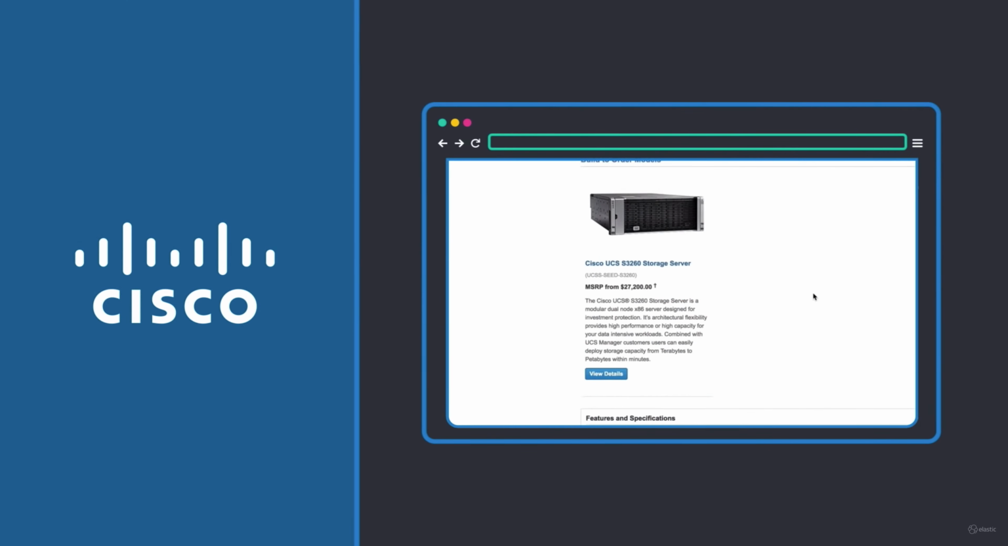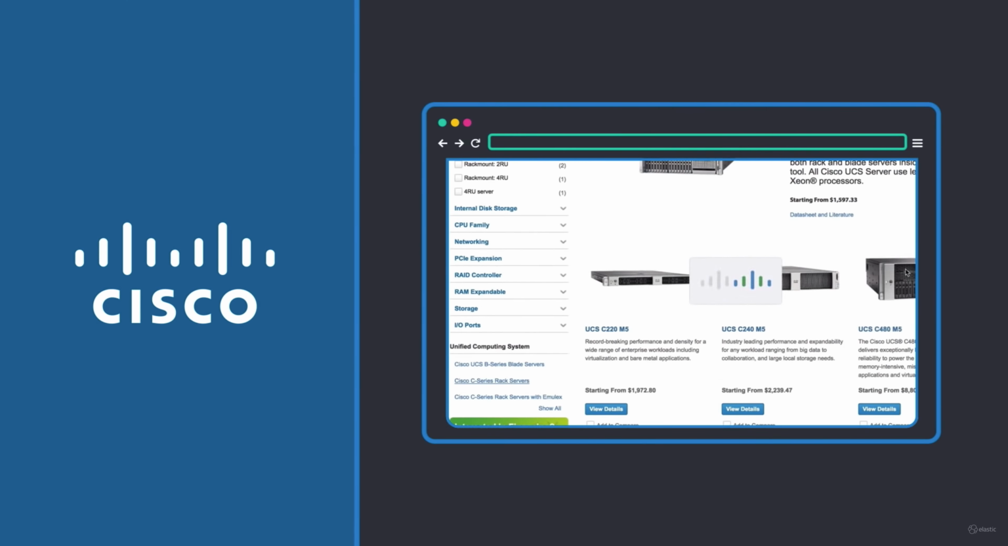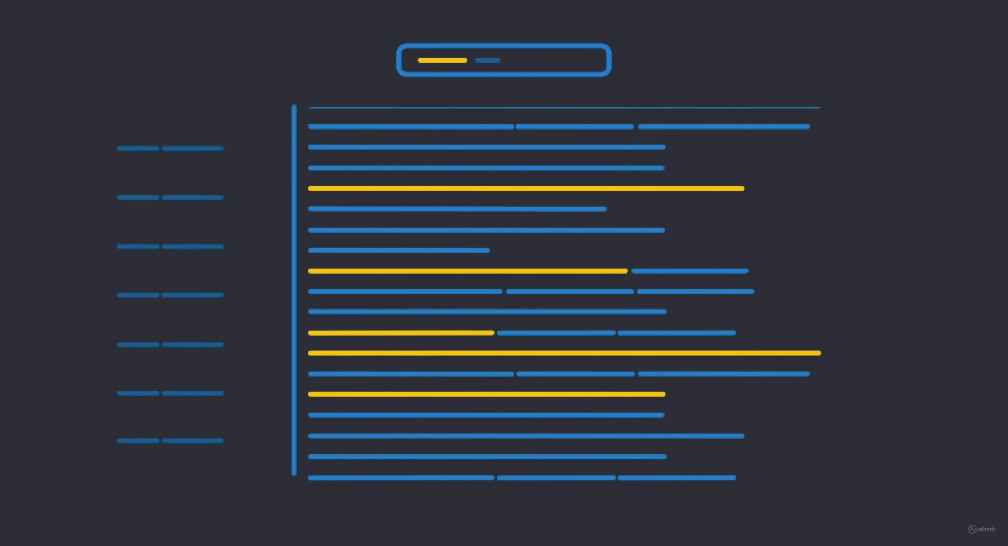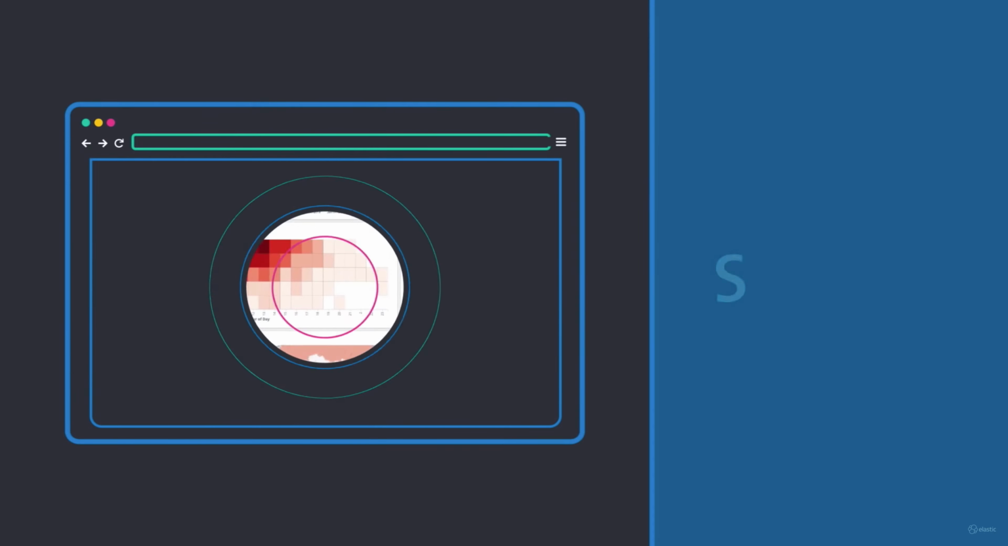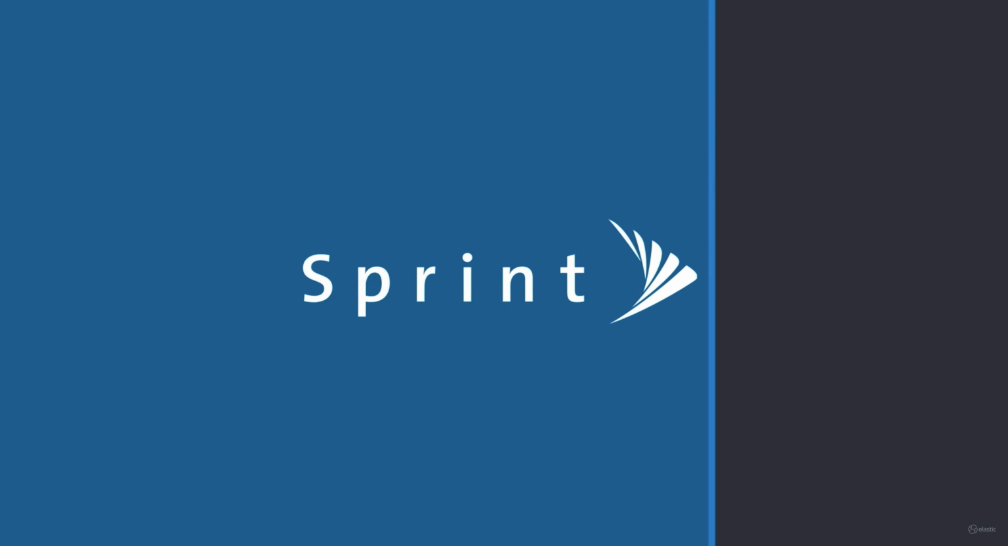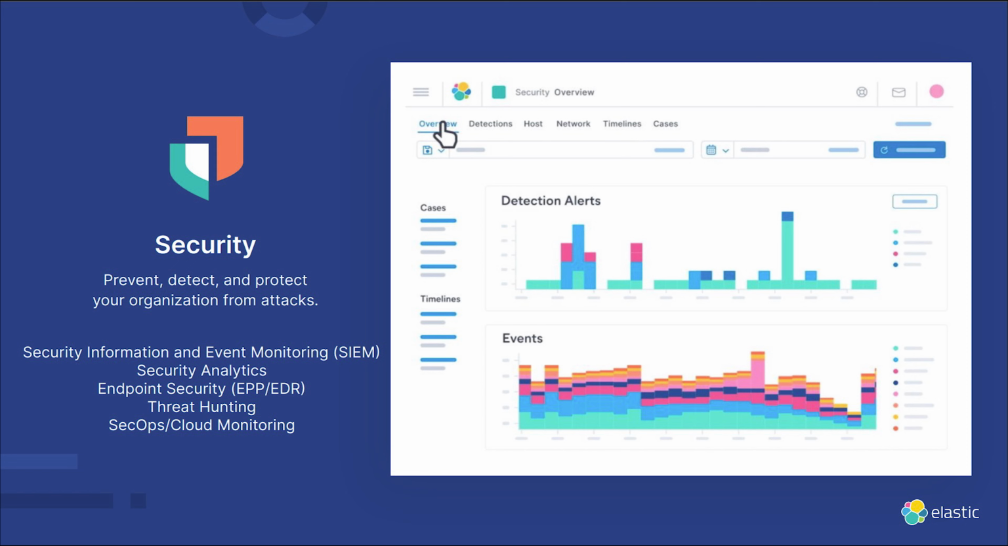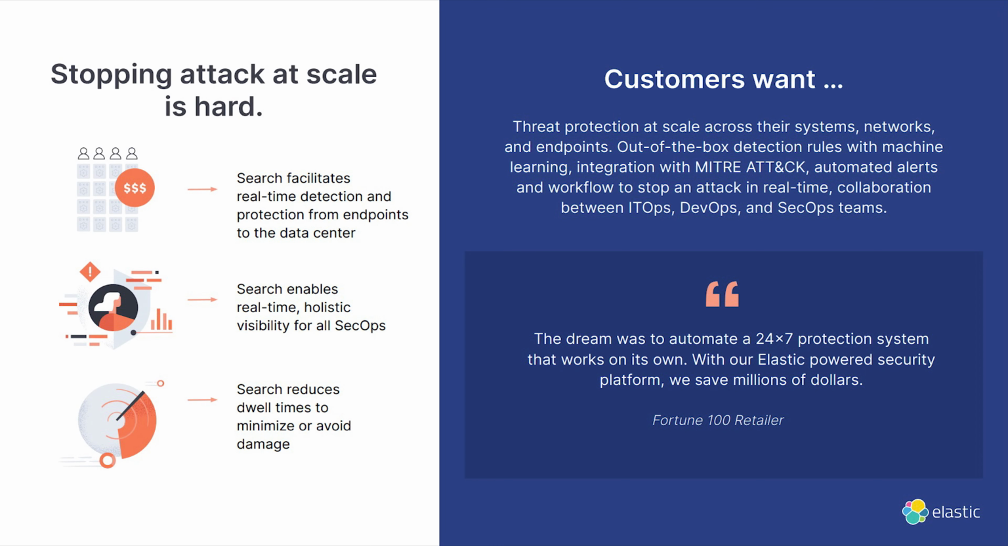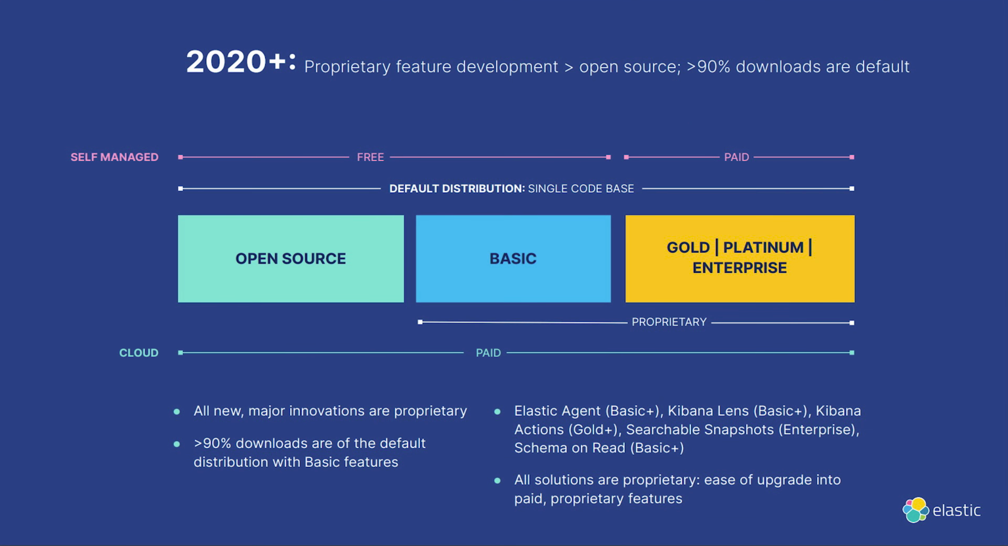So with so much data being thrown around and ingested, stopping attacks at scale is pretty difficult. What customers really want is threat protection at scale across their whole entire system, network, and endpoints. We've increasingly seen machine learning and artificial intelligence be a pivotal factor in security detection. Customers really just want an automated system to protect them 24/7 that works on its own. One of their customers, which is a Fortune 100 retailer, says that with their Elastic-powered security platform, they save millions of dollars. So in 2020, they're continuing to improve on their product offering as they're focusing on proprietary feature development.